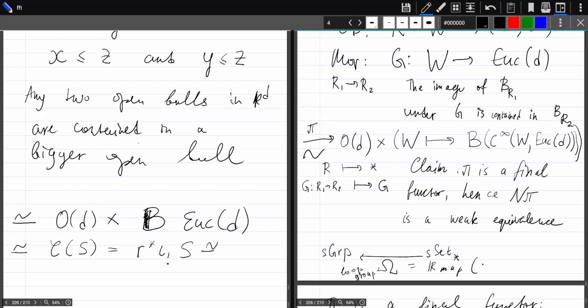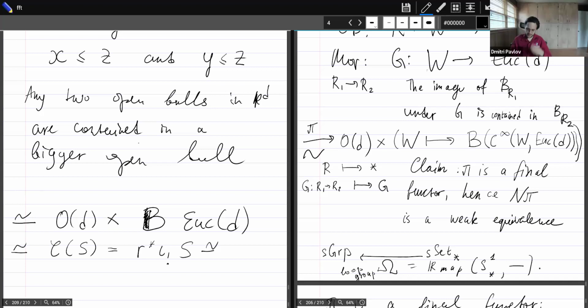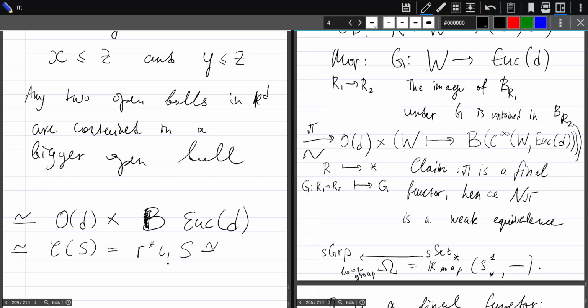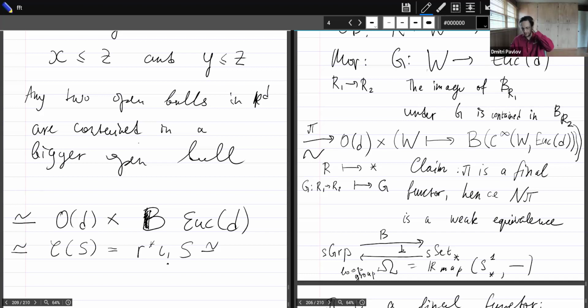I see. We use the fact that C infinity is a simplicial group, and we apply D and get a simplicial set. Okay, so the left adjoint is called B.